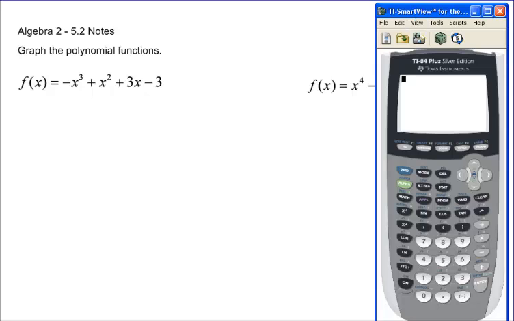Here's your 84, and we're going to graph this first function of x, the cubic, and hit the y equals part, and then just type in negative x cubed. Whoa, I need an x there. Negative x cubed plus x squared plus 3x minus 3. And hit the graph button.